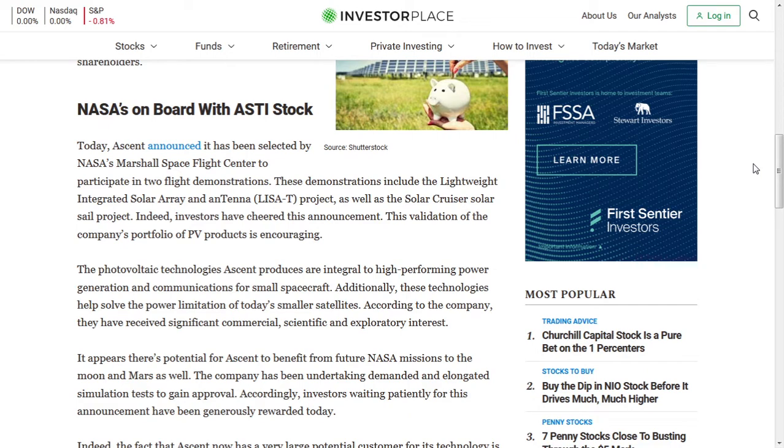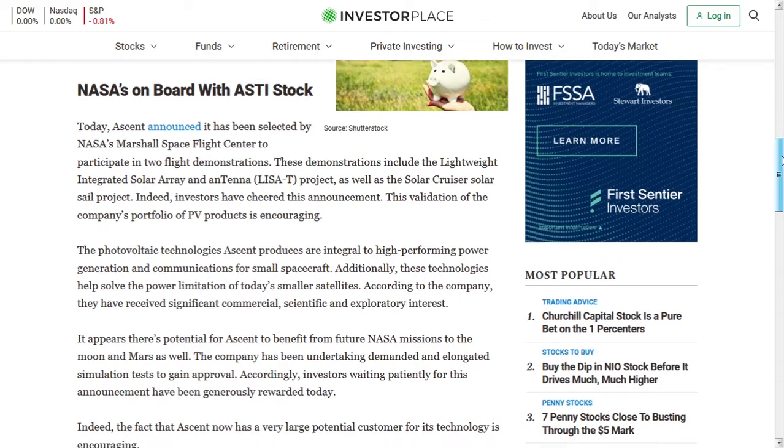Indeed, investors have cheered this announcement. This validation of the company's portfolio of PV products is encouraging. Photovoltaic technologies, Ascent's products, are integral to high-performing power generation and communications for small spacecraft. Additionally, these technologies help solve the power limitation of today's smaller satellites. According to the company, they have received significant commercial, scientific, and exploratory interest.